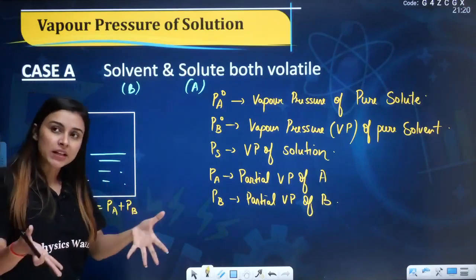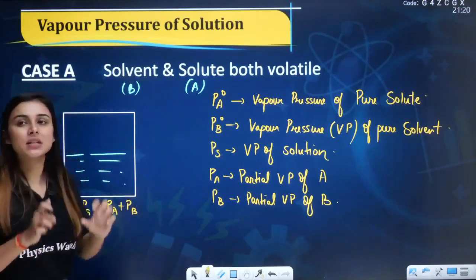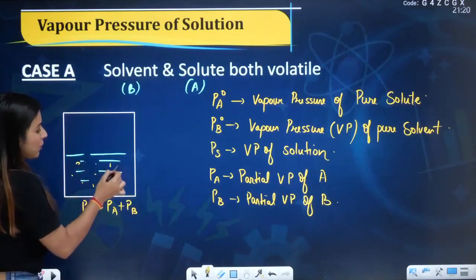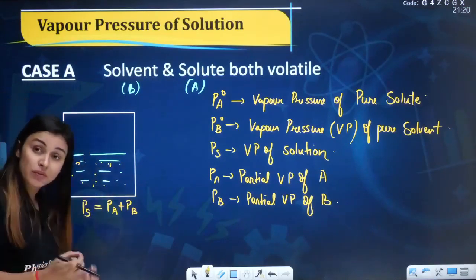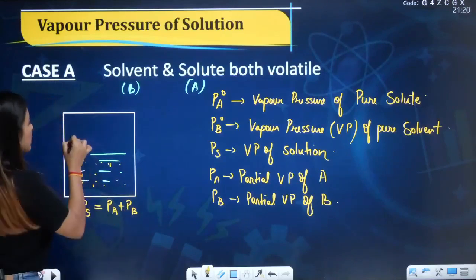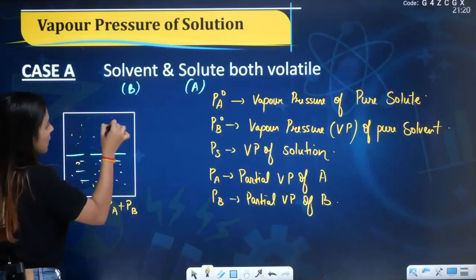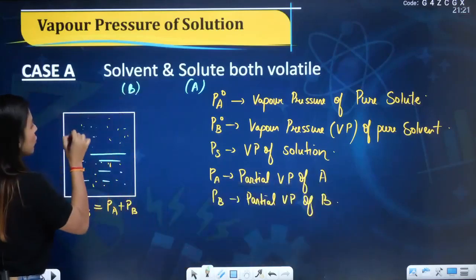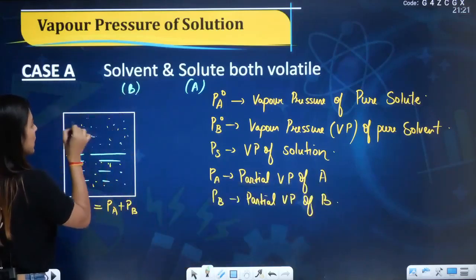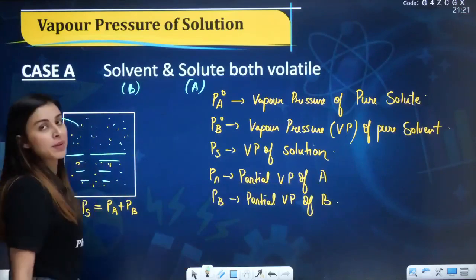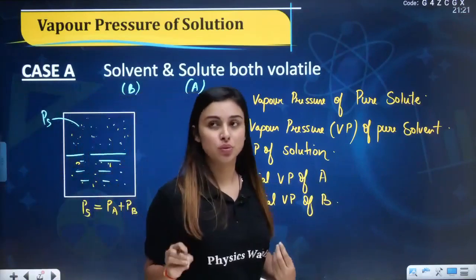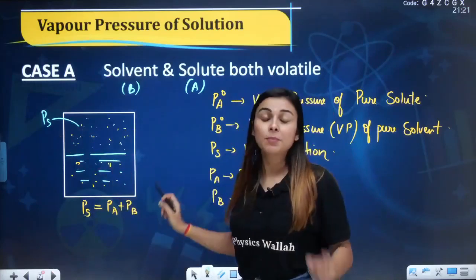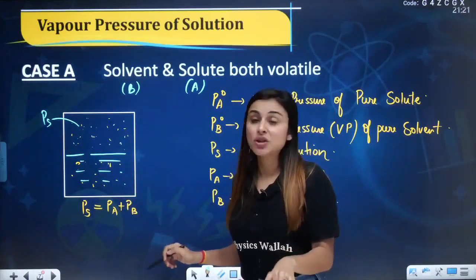Now when the two components are mixed in a solution, let us say this is one component, the other is this. Now they both will form some vapors. The A part also and the B part also, they both will form vapors, and you will calculate some PS vapor pressure, which will be the pressure of the solution. Now this PS will be equal to PA plus PB. PA is the partial pressure of A.